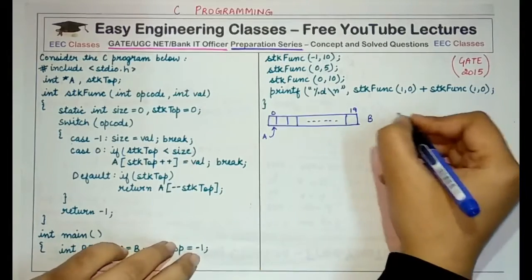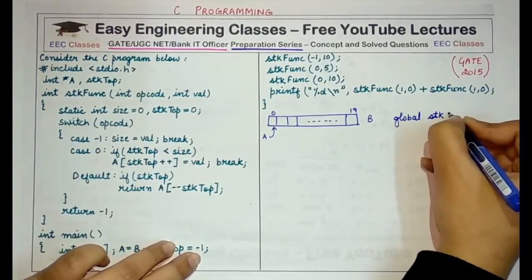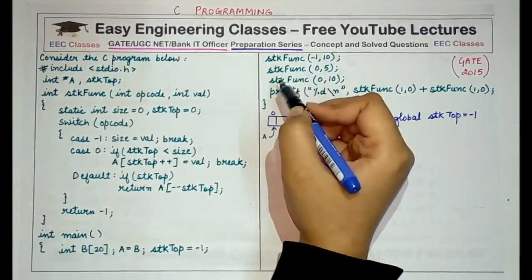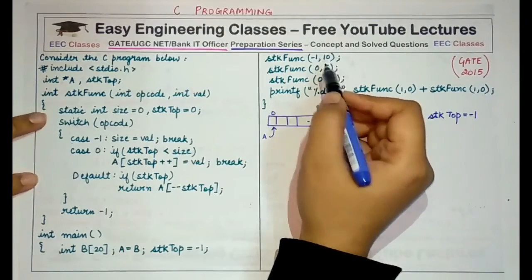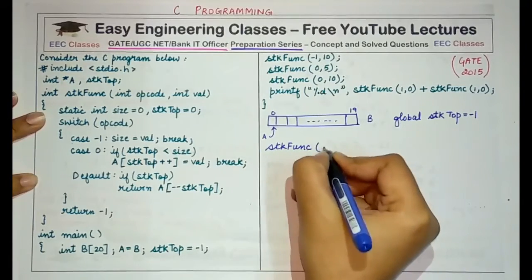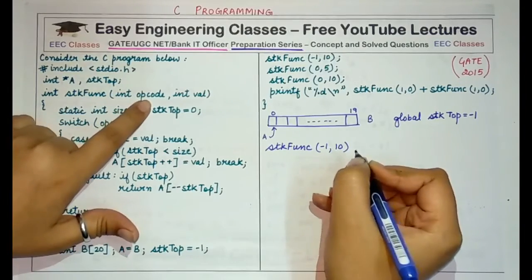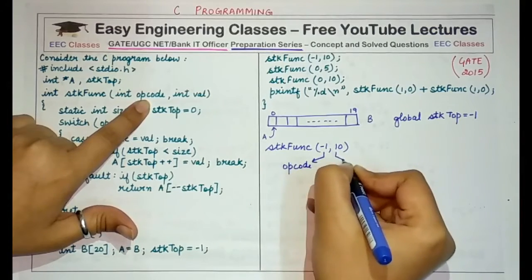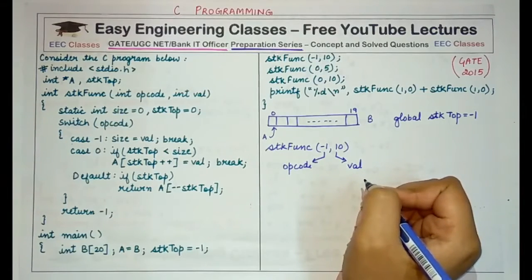The global variable stack top is initialized to -1. Then there is a function call to stack func with the parameters -1 and 10. Now when we call stack func, the first parameter is the opcode and the second parameter is the val. These are the names of the parameters inside the stack func function.